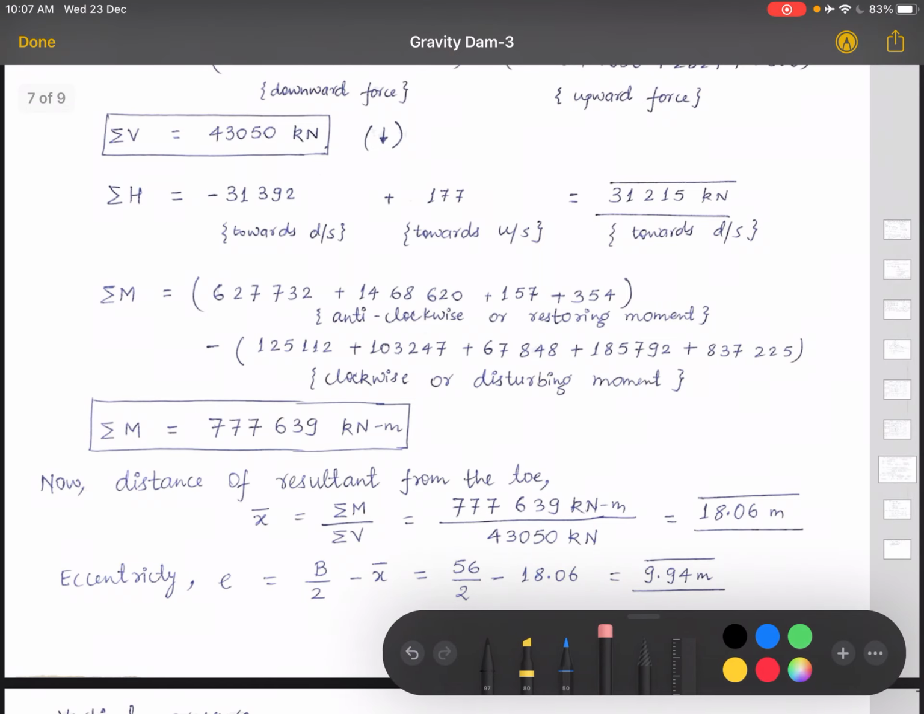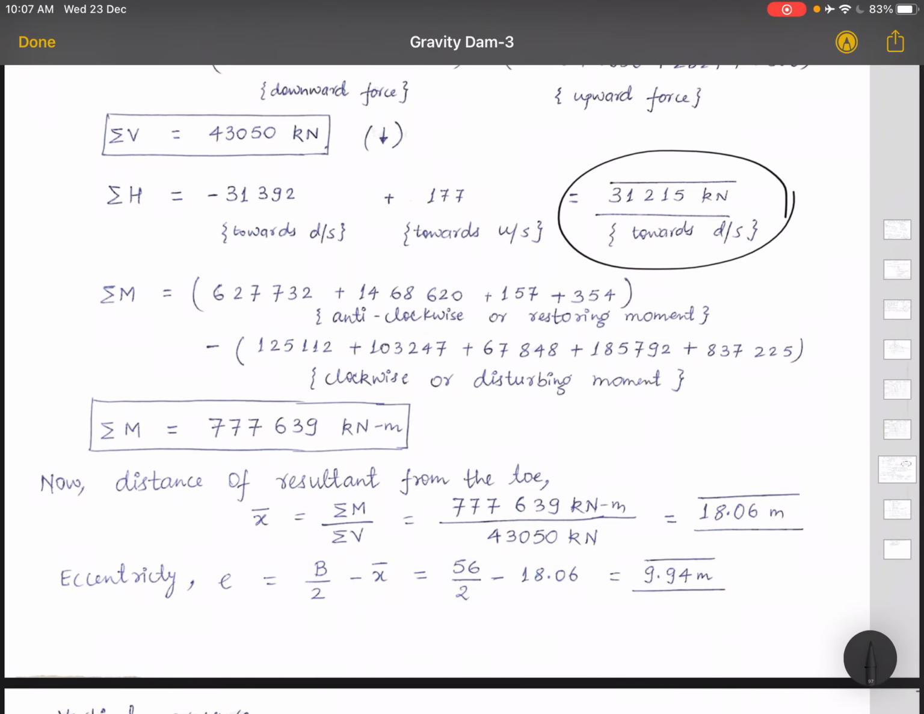Now we have to calculate the moment. Okay, this is summation H, this is summation V. Now the moment is nothing but simply the force multiplied by the lever arm which we have calculated in the table. So you have to be very careful. We have to check for anti-clockwise or clockwise. Sorry, this is clockwise, this is anti-clockwise. So just accordingly you have to write the values.